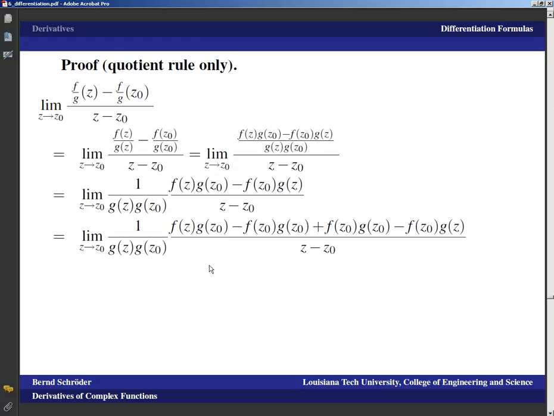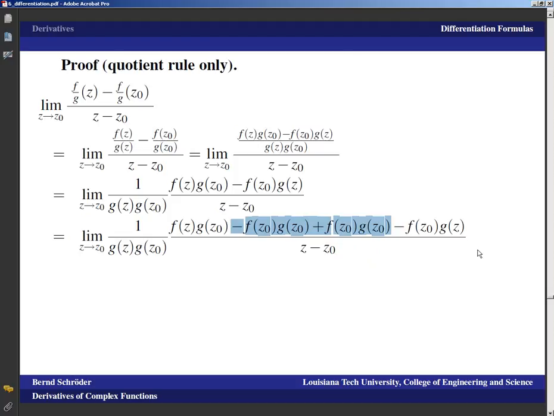So this looks quite big, but we kept the 1 over g of z times g of z0, kept the f of z times g of z0, kept the minus f of z0 g of z here, kept the division by z minus z0. Then we just took the f of z0 and the g of z0 and subtracted that product and added it in the same breath. One of the two tricks in math: we've added 0. And that means this is the same.